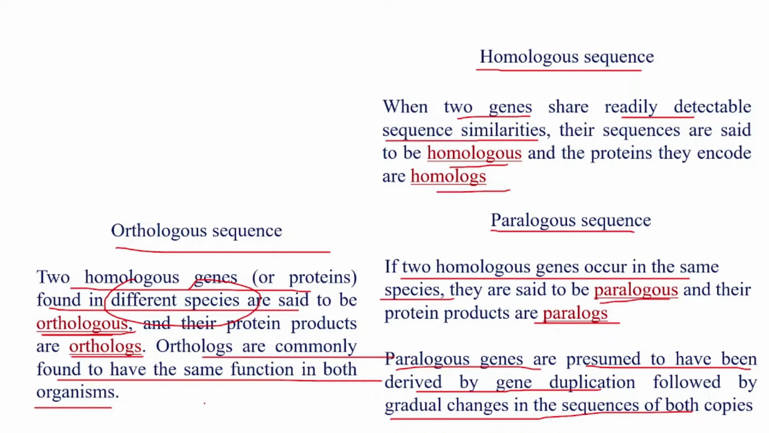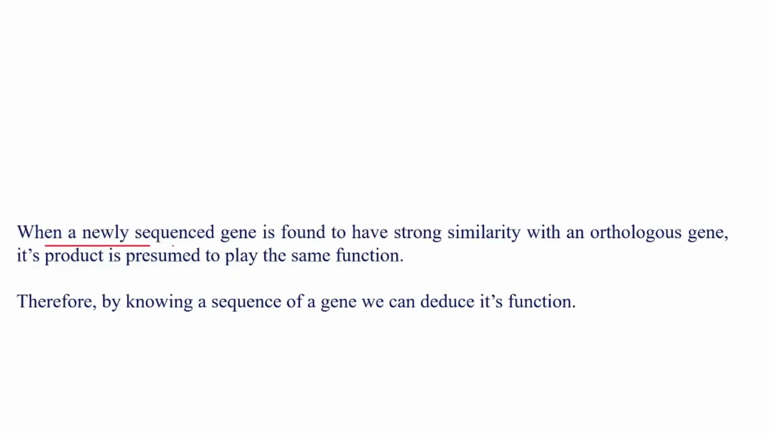These genes are there in all the animals, and they have sequence similarity, and all of them play the same role. They all form hemoglobin, which plays the same function. So this is about the different kinds of sequences.